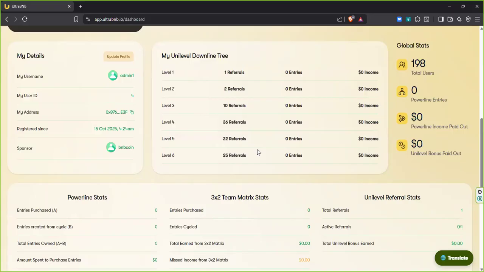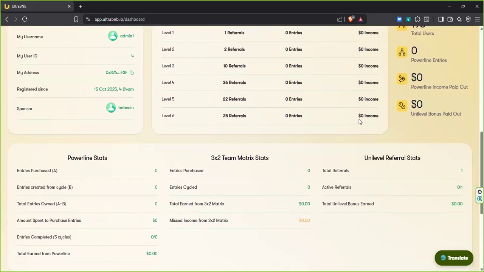Yeah, and afterwards, let's say maybe you referred people, but you failed to purchase an entry yourself, and they do. It means you are going to miss out on those commissions. So that is it on that edge.